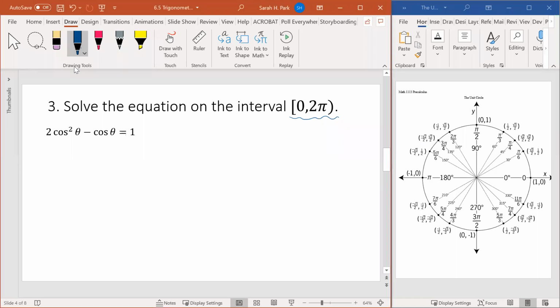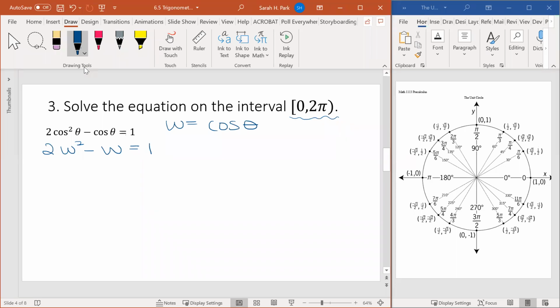thetas, I'm going to replace all the cosines with w's. So in this case, we got 2 cosine squared. I'm going to write w squared minus cosine theta is going to be replaced with w. I could have used x, but I'm just using w equals 1. Now we have 2w squared minus w equals 1. Now the reason we do this is to make the factoring process easier for us.